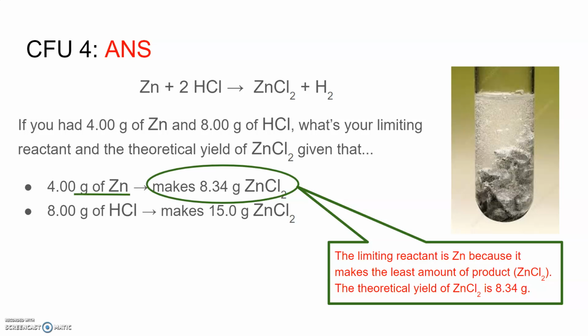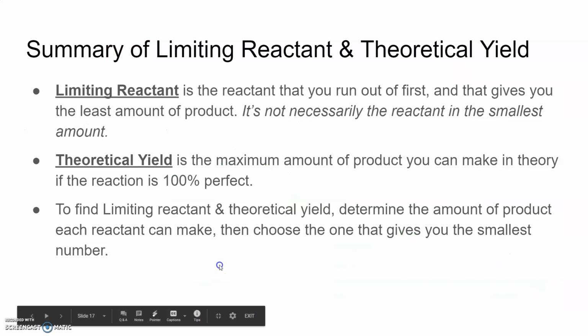Right, so the answer here is 8.34 grams of zinc chloride. So remember, this is your limiting reactant because it makes the least amount of product. And your theoretical yield would be the corresponding amount of product, 8.34 grams.